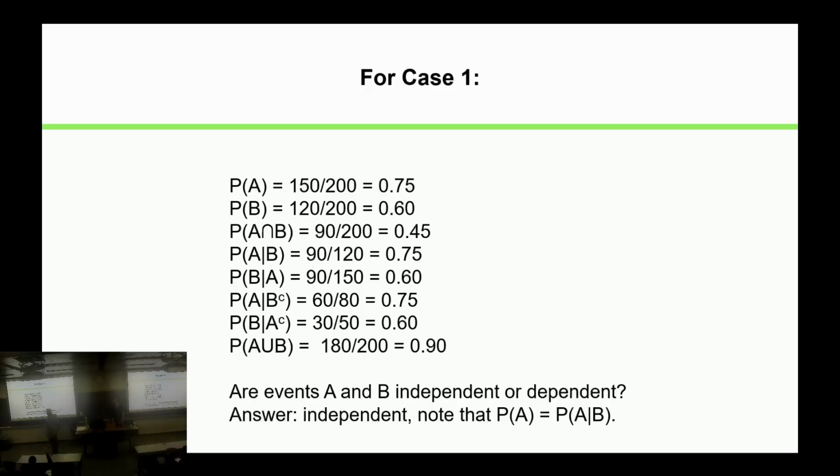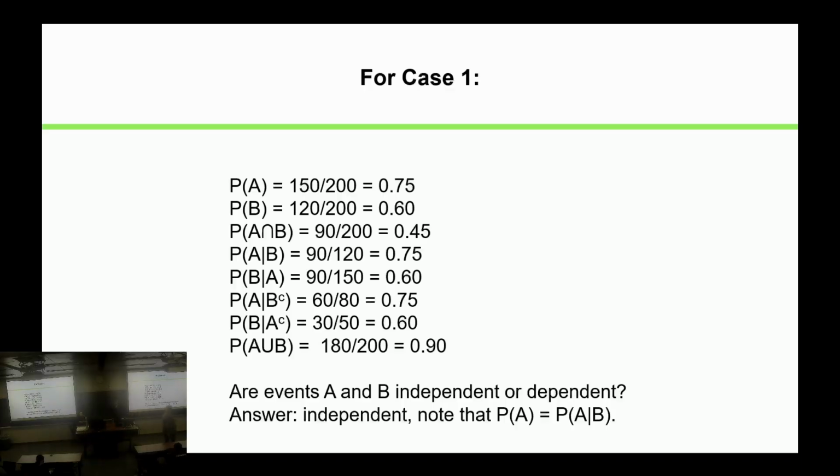And you could work it in reverse too. There's many ways that you can check this. The probability of B is the same as the probability of B given A. Probability of B given A is the same as the probability of B given A complement. Or you could have said, if I multiply 0.75 times 0.6, that would be 0.45, which is exactly the same as the probability of the intersection that we got by direct count in the table.